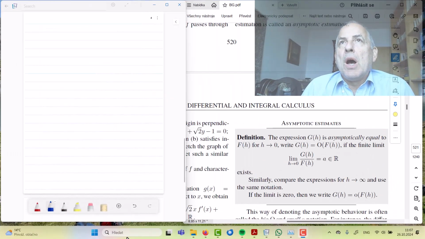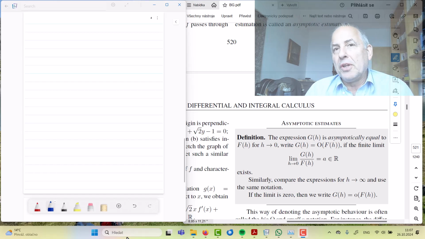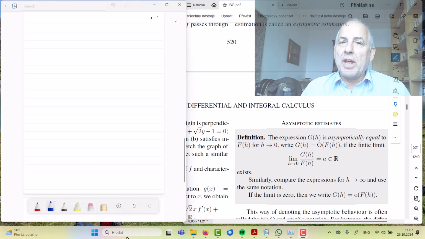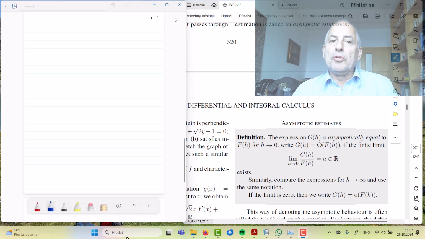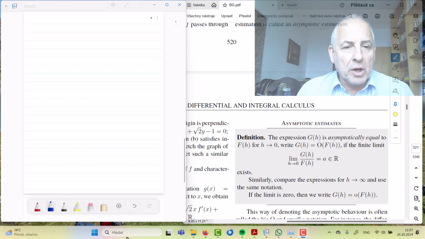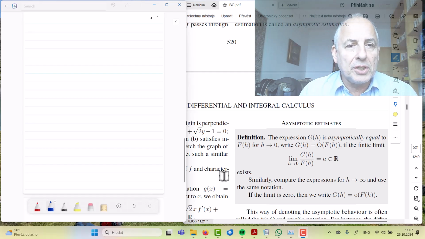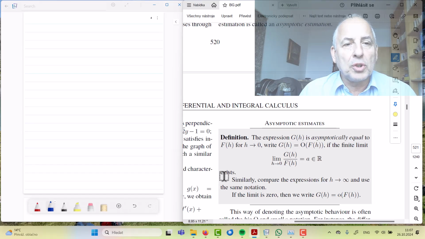Just to remind, we were dealing with the local behavior of functions, which was the theory of the infinitesimal data. So we knew what the derivative was, what the higher order derivatives were, that we had the Taylor expansion with remainders, and now it's time to go further. So what I start with is the so-called asymptotic estimates.